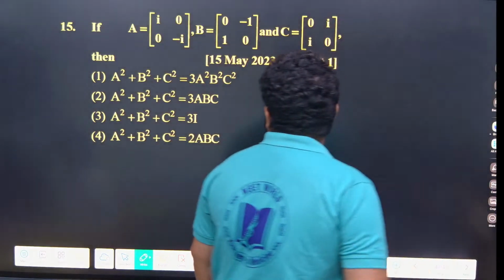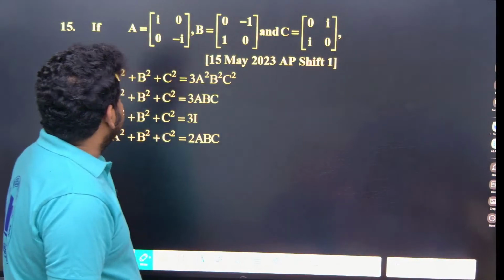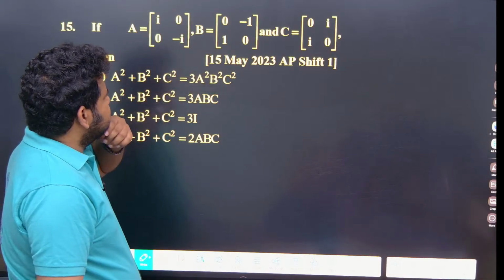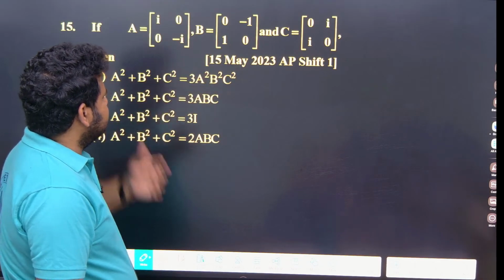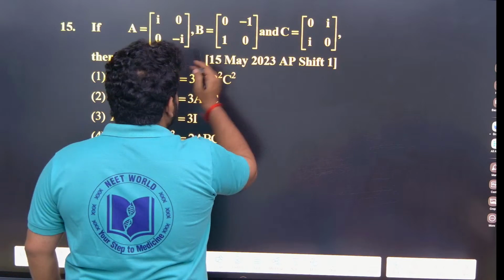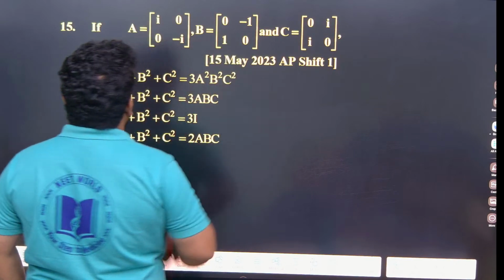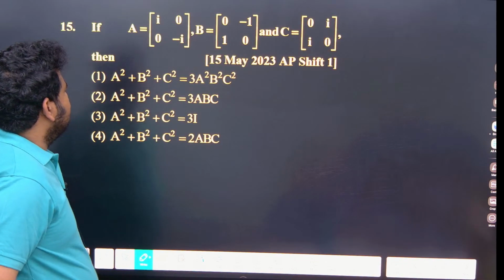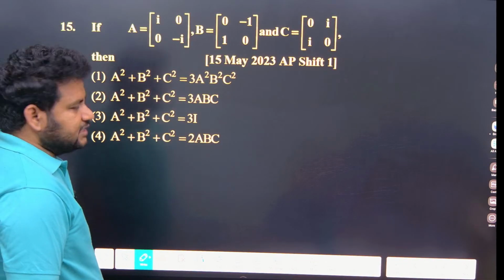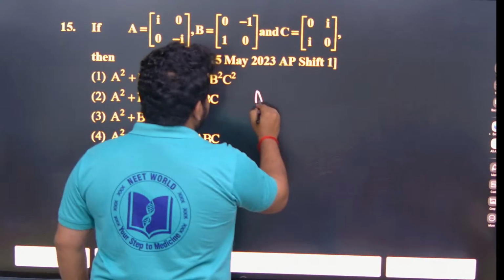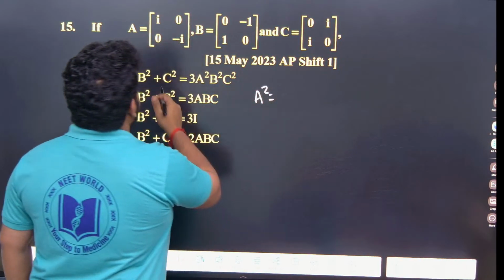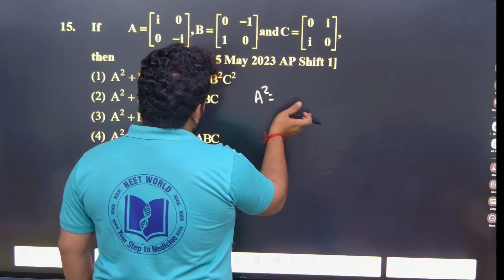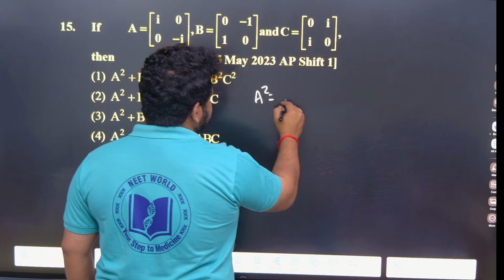They have given A is equal to I, B is equal to this, C is equal to this. Here also it should actually be like this. Now we have to find A square, B square and C square. If I have to find A square, if I take I outside, A square means I, this I can write as C.